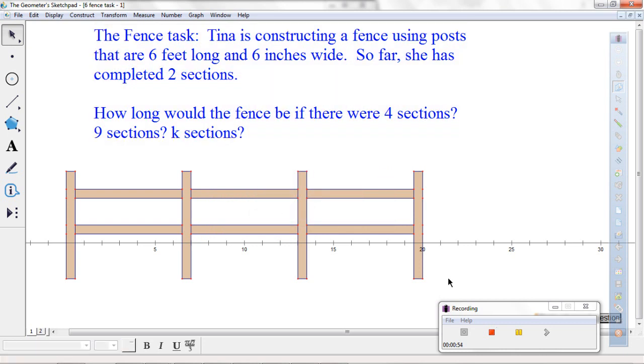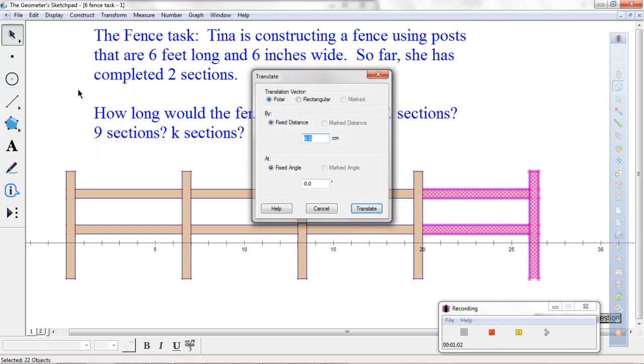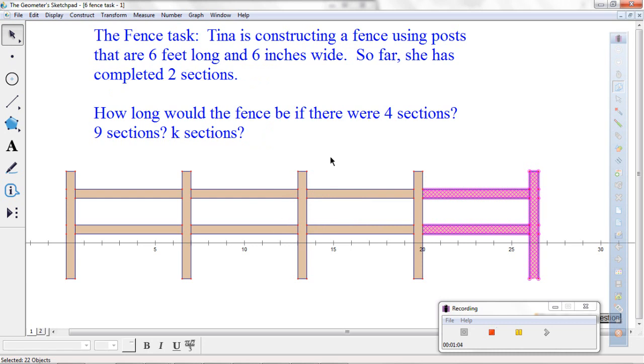So you could do that as well. One more time, all I would have to do is translate, and there's another section. So here's my 4 sections. Using the software, I could just say, okay, starting at 0, reading that's 25, 26 and a half feet. And that answers the question.